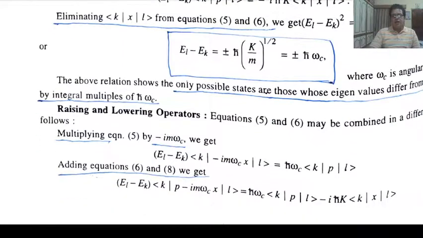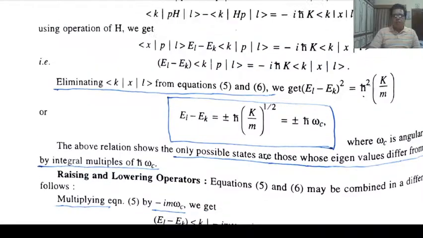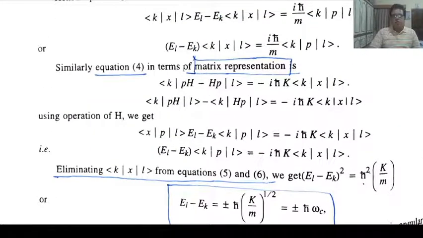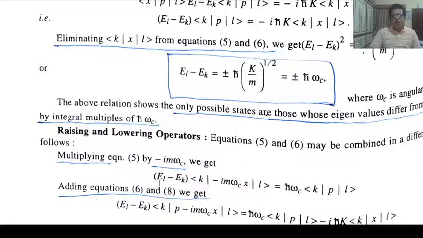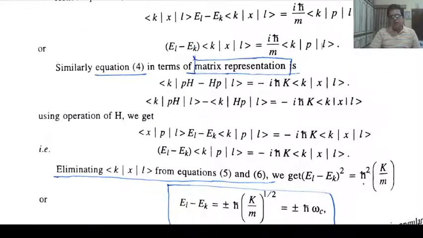So multiplying equation 5 by minus iota m omega c, you just multiply this equation. So we have EL minus EK K minus iota m omega c x L equal to H bar omega c K. This is easily understandable from this equation. This is equation 5. Now come to equation 6. This is the equation PL equal to XL times.